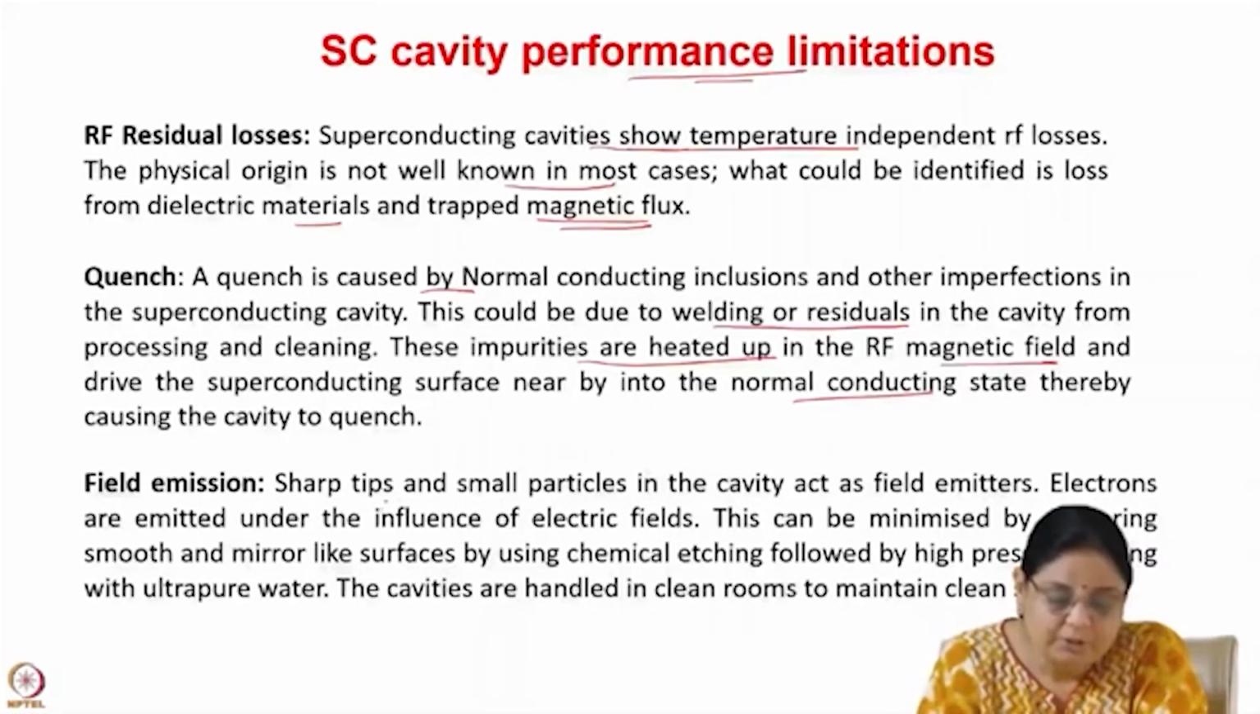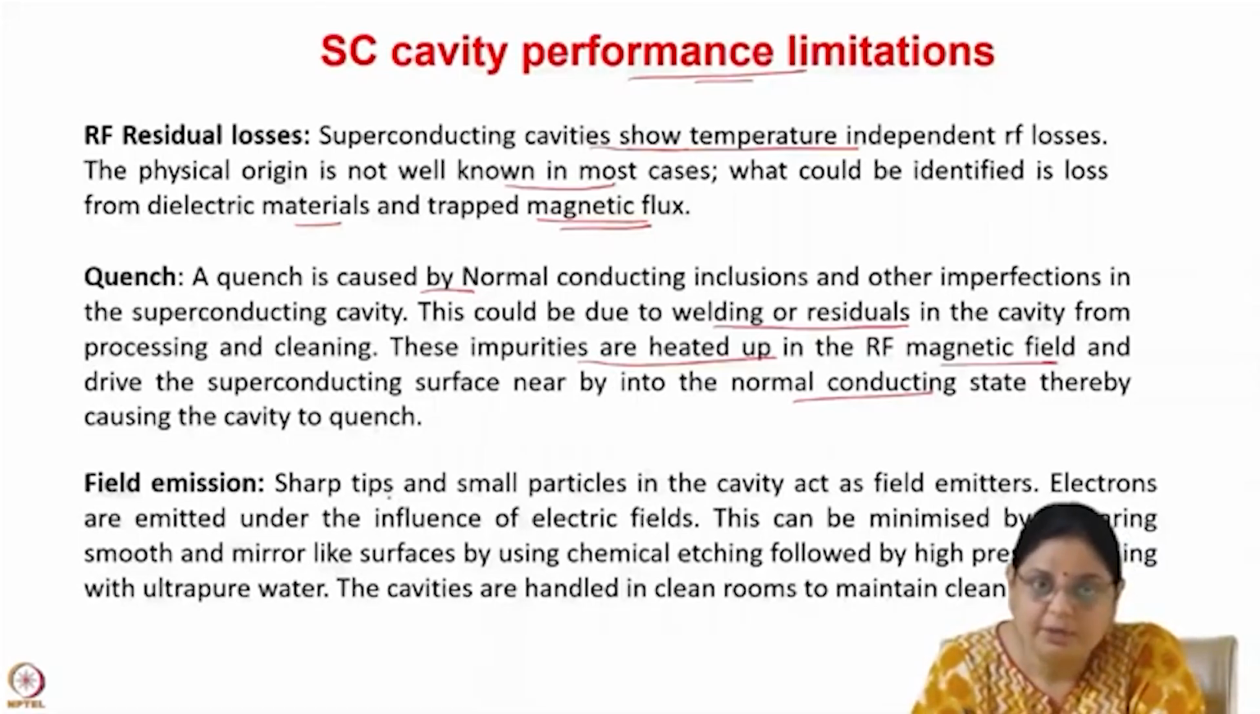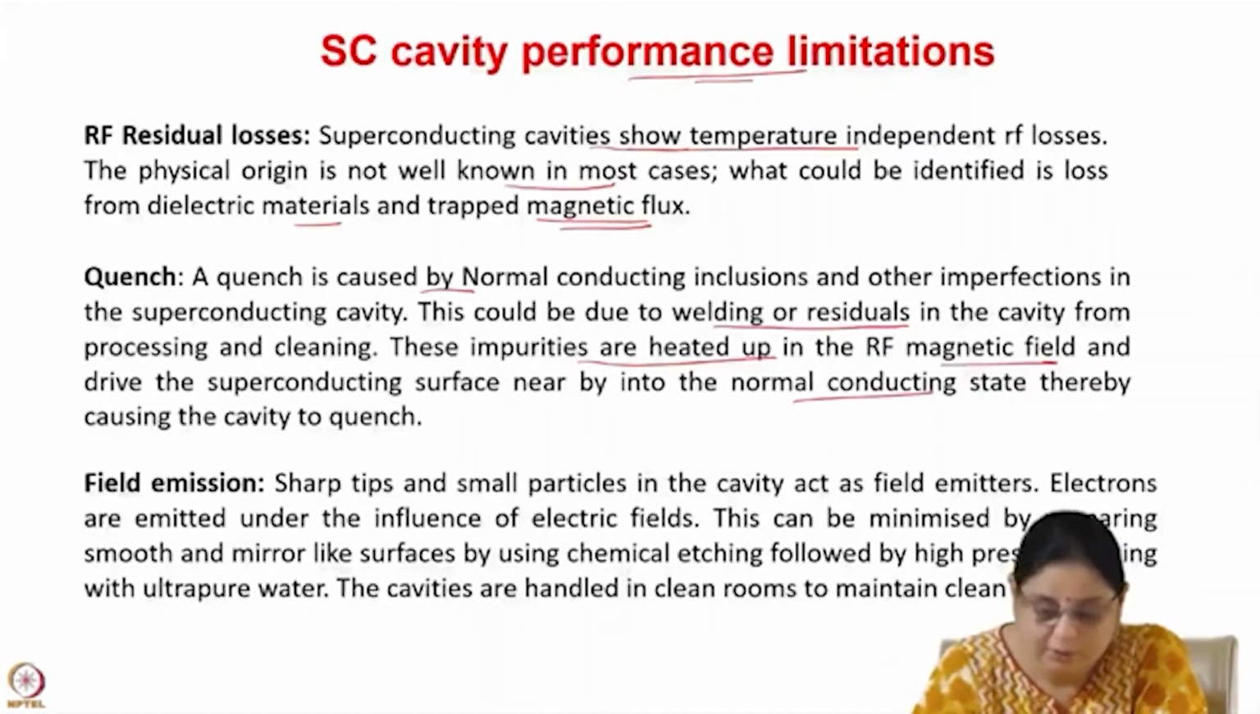Field emission. If there are any sharp points anywhere in the cavity, if the surface is not smooth enough, the local electric field there can be enhanced, it can be quite high, and it can lead to the emission of electrons. These electrons are again accelerated by the electric fields, and they can deposit huge amounts of power on the surface of the superconducting cavity, causing it to quench. So sharp tips and small particles in the cavity act as field emitters.